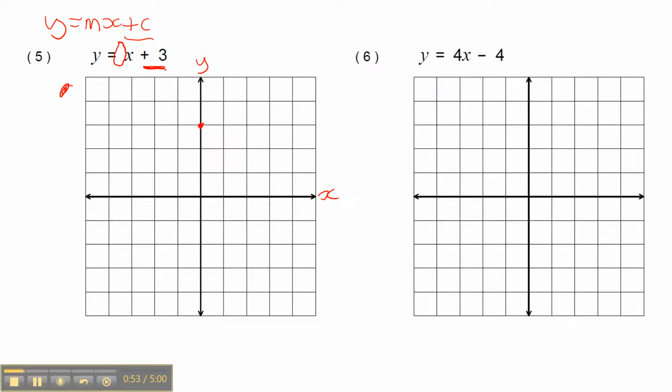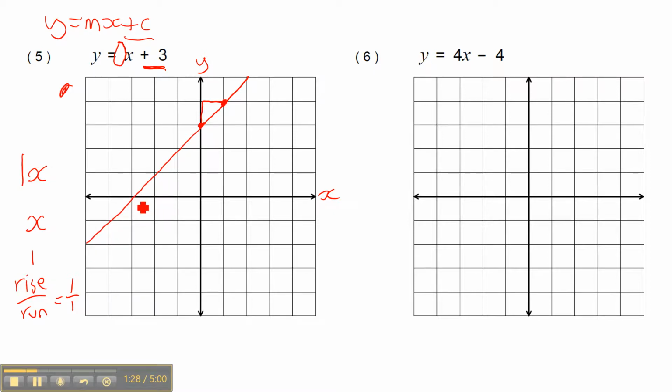Because there's nothing there, we know that that's a 1, because we never write 1x, do we? We always just write x. So 1 is the gradient, and if we were to put that into rise over run, that would be 1 over 1. So the easiest thing to do is to just start at the point and go up 1 and across 1. Then we find our second point. Once we've found that, we simply just have to connect the line the whole way through.